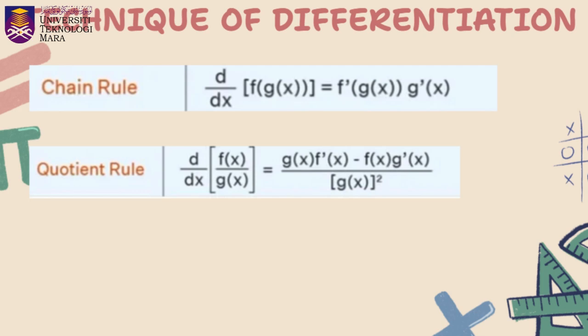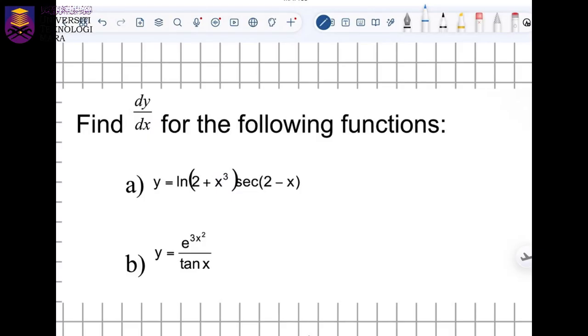For the last one is the quotient rule. The quotient rule is used to find the derivative when one function is divided by another: multiplying the bottom function by the derivative of the top function, subtract the top function multiplied by the derivative of the bottom function, and place that entire result over the original bottom function squared. For the example, for the quotient rule, d/dx of f(x)/g(x) equals g(x)f'(x) minus f(x)g'(x) over g(x) squared. That's all. Thank you.